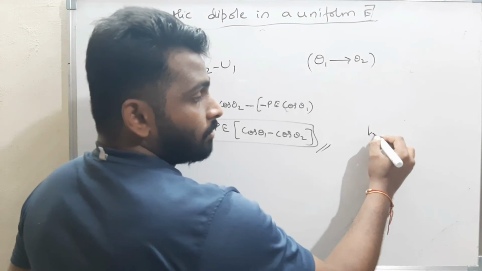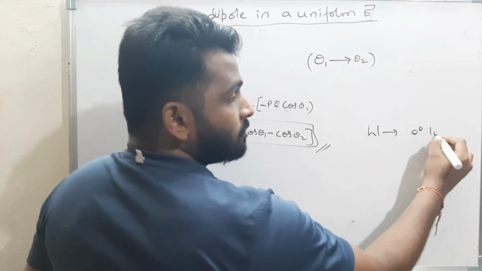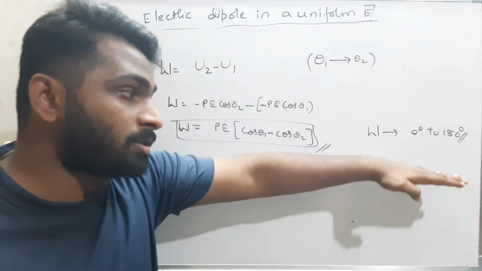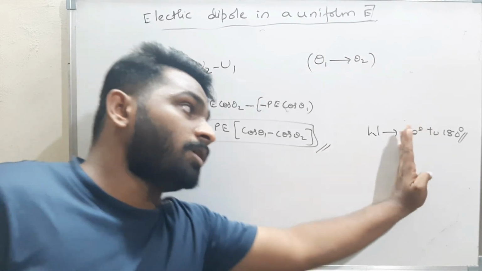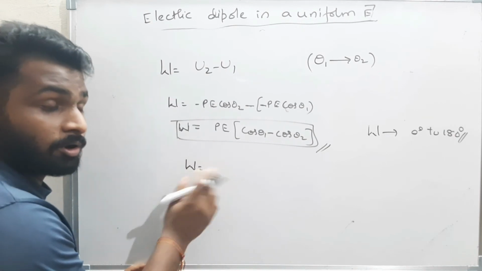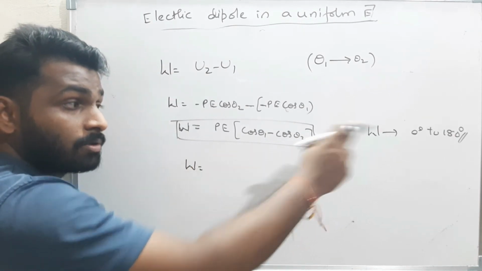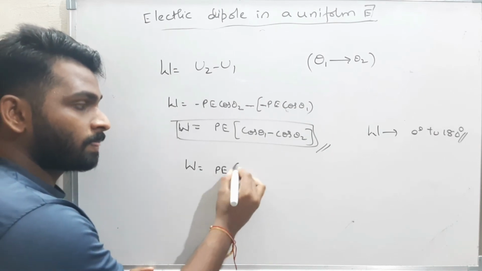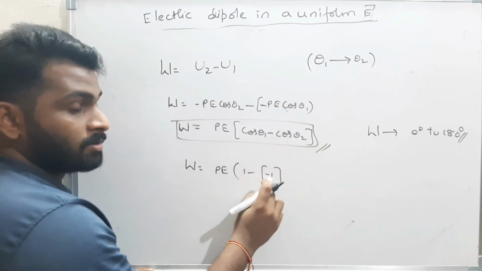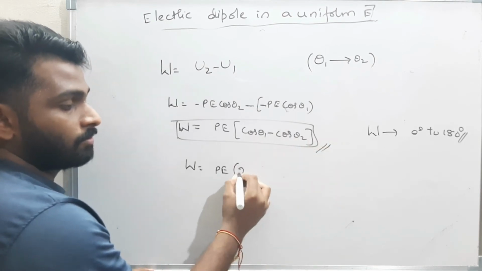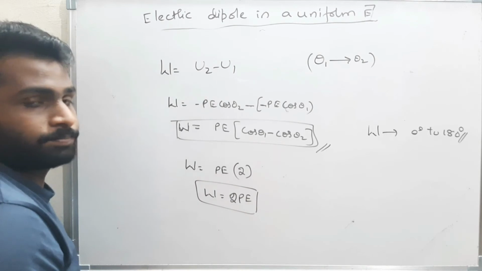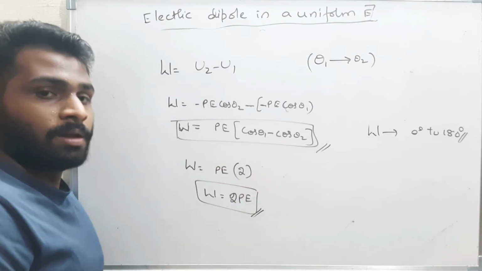The work done to move the body from 0 degrees to 180 degrees. Now tell me, what is the work done to move the dipole? Initially the dipole is like this. I want to rotate it by 180 degrees. Now how much work do I have to do? The work done to rotate the body from angle 0 degrees to 180 degrees is how much? PE, cos 0 is 1, minus cos 180 is minus 1. So minus of minus is plus 1. Therefore, the work done is 2PE. This is the work done. I think this is clear.